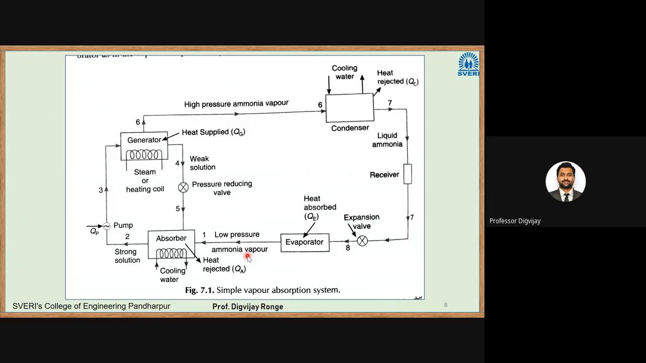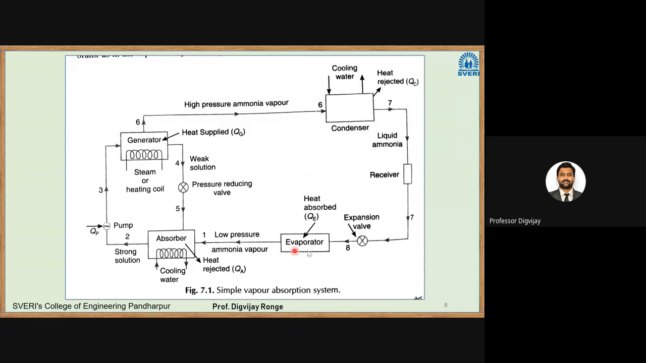So this is the diagram for the simple vapor absorption system. I will explain step by step. First, we'll see the components on the screen. This is the evaporator, which extracts heat from a low temperature reservoir. In this case, we have used ammonia as the refrigerant and water as the absorbent. Why water? It is a property of water that it has the largest affinity to absorb ammonia. For that purpose only we are using water.